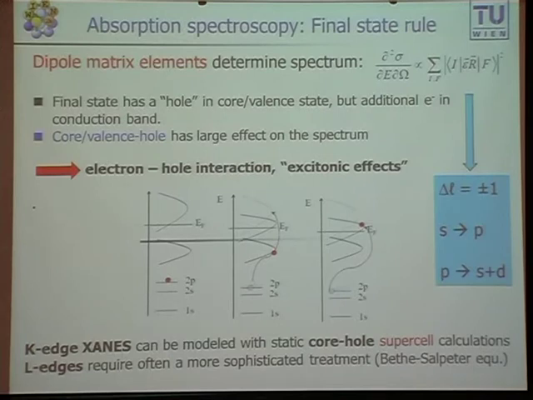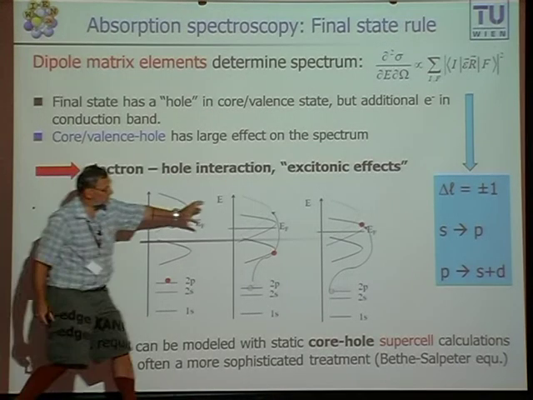The reason for this is explained like here. If this is my ground state, the core levels, the valence band, the conduction band, we want an excitation of this core level into the conduction band. Now, if I have a hole here, it is fairly clear that the conduction electrons can be stronger attracted by the nucleus. The nucleus is less shielded by the core electrons.